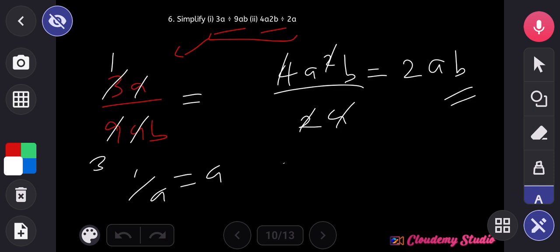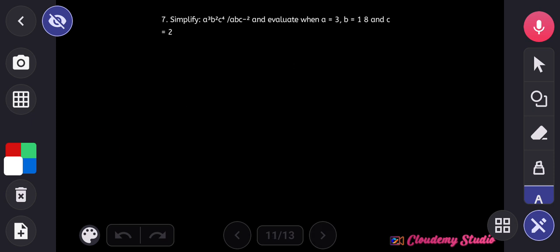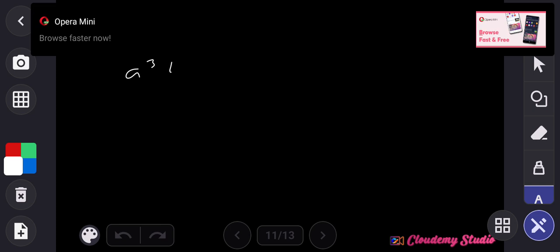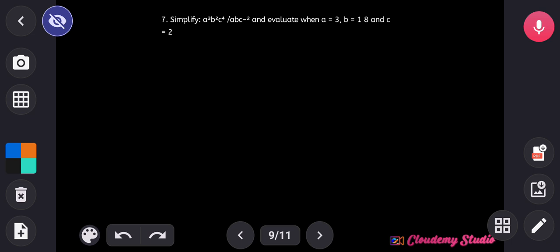Quite easy, right? Now look at this question. They said simplify a cube b squared when everything is equal to this. Now you have to simplify first before you look for your answer. Now look at this question. They said a raised to power 3 b raised to power 2 c raised to power 4, right? Quite easy, right? What are we going to do?